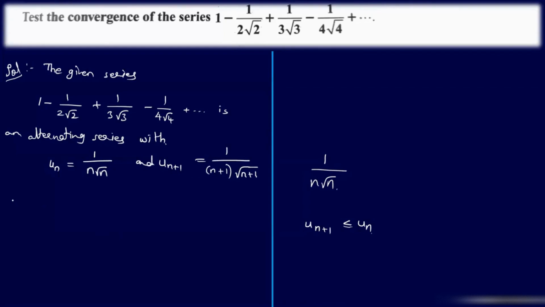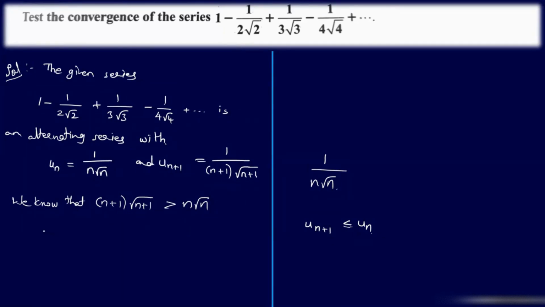Before proceeding further, I'm just writing this one. Look at the denominators of these two terms. Here we have n root n, and here it is n plus 1 into root of n plus 1. Clearly, n plus 1 is more than n, for any integer n, and even the square root of n plus 1 is also more than square root of n. So the product in the denominator, n plus 1 into square root of n plus 1, will surely be more than the denominator n root n.